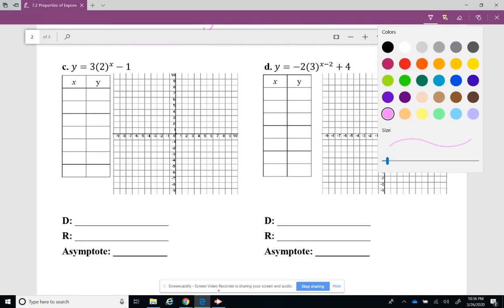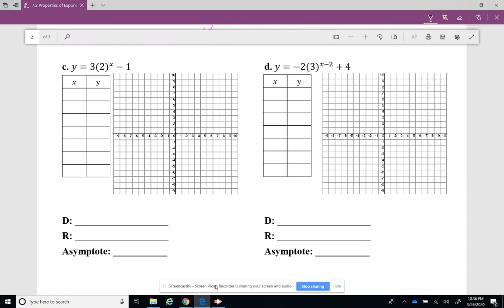Remember, you got to find h first. So what is your h? I don't see one, so my h must be 0. So that's what I start with. All right, and I do 3 to the right, 1, 2, 3, and 3 to the left, -1, -2, -3.